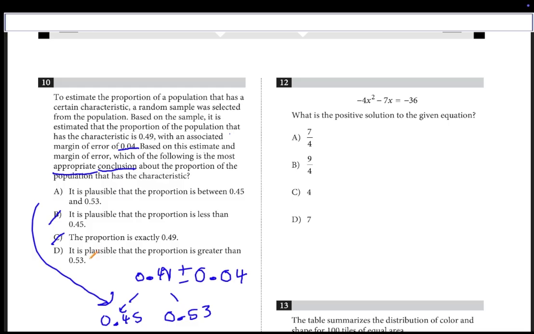D, it is plausible that the proportion is greater than 0.53. This is false as well, as we've just calculated that it's between 0.45 as its minimum value and 0.53 as our maximum value. So this is wrong as it cannot be greater than 0.53. Therefore, our answer is A.